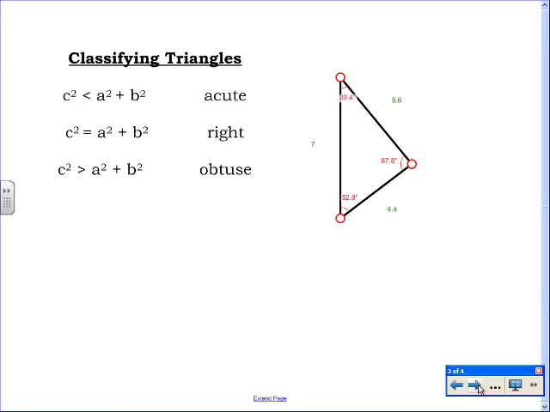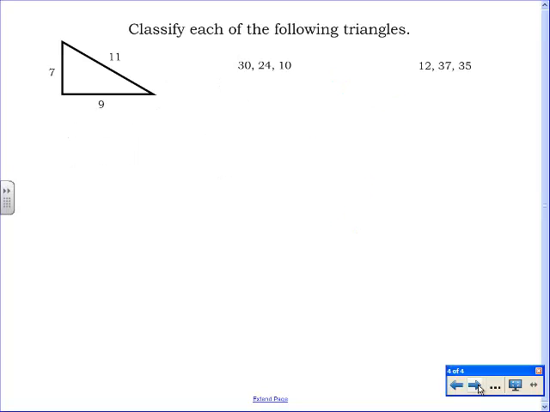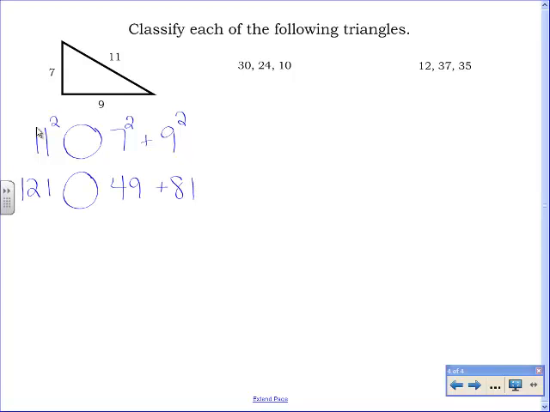Let's go. So our first triangle has sides 7, 9, and 11. 11 is the largest, so that will be C. We need to see how 11 squared compares to the sum of 7 squared and 9 squared. 11 squared is 121, 7 squared is 49, and 9 squared is 81. 49 plus 81 is 130. That's greater than 121, so this triangle is acute.